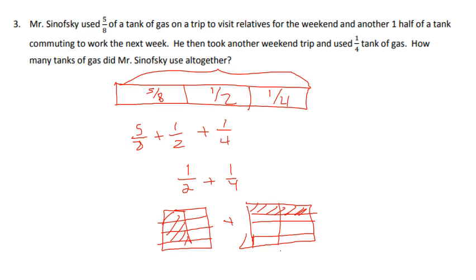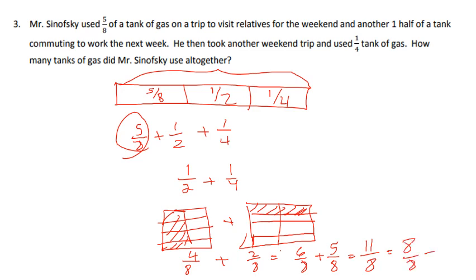And so over here, I can see that I have a common denominator of 8. And this ends up 1, 2, 3, 4/8, plus 2/8 equals 6/8. But I still have the 5/8 to add from up here. Plus 5/8 equals 11/8, which equals 8/8 plus 3/8, which means it was 1 3/8 tanks of gas.